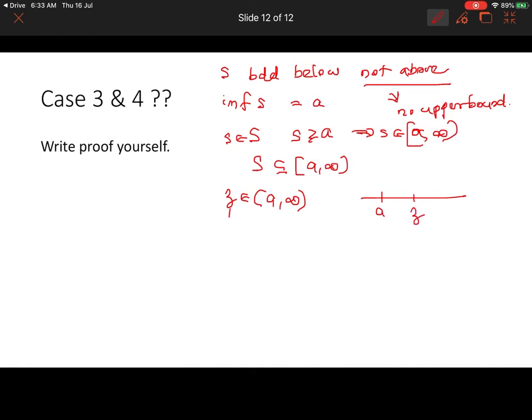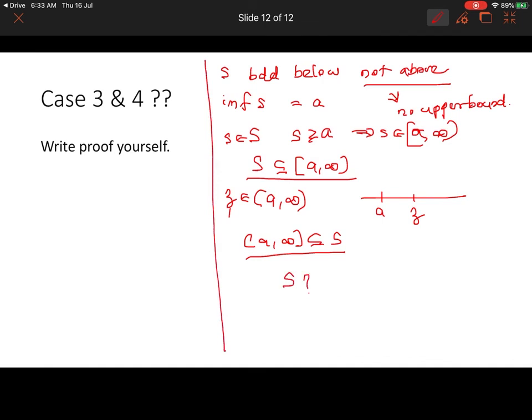So here you have A, here you have z. A is the greatest lower bound, so z is not a lower bound. So you will get something. And here S has no upper bound, so z is not an upper bound. So you will get something. Use that to show that the open interval A, infinity is contained in S. So S is contained in closed A, infinity and open A, infinity is contained in S. Okay, then what is S? Is it an interval? This is case 3.